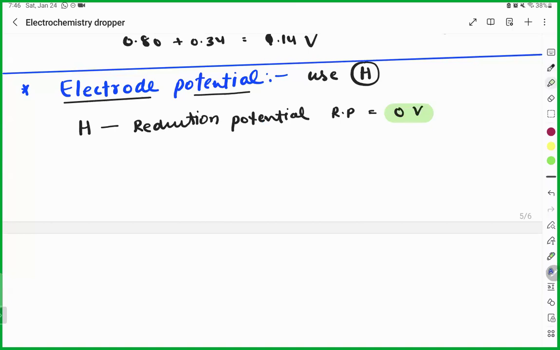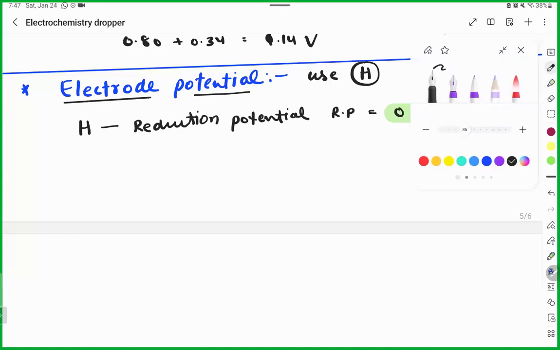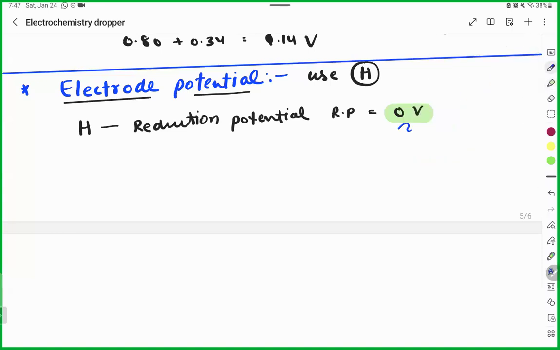Jordan, is this zero potential there only for the 25 degrees Celsius temperature or all temperature? It is there only for 25. That is a first level question. The reduction potential of the hydrogen will be zero at all the temperatures.